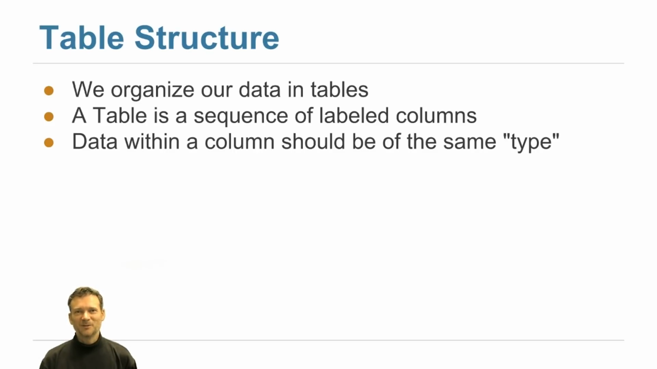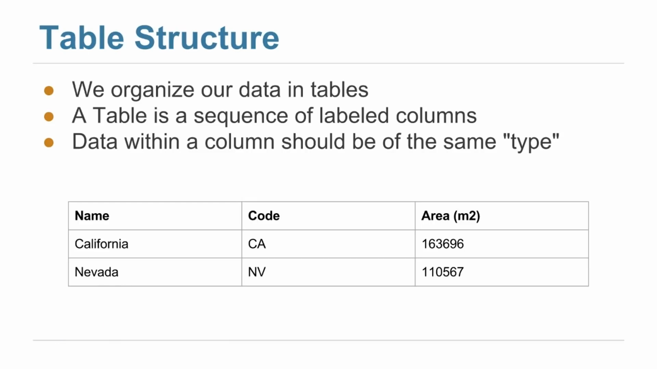If you've used a spreadsheet, I'm sure you know what a table is. A table is a rectangular grid. It looks something like this. It's got rows and it's got columns. And we put all our data into a table. What you can see in a table is that it's got labels. Each column has a label. The label indicates what kind of information is contained in that column.